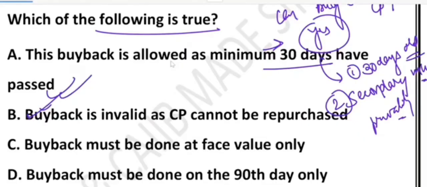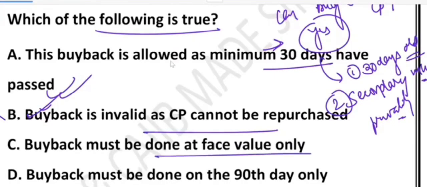What about option B? Buyback is invalid as CP cannot be repurchased. What do you think about it? See, this is wrong. Why is it wrong? Because CP can be bought back, but through the secondary market and only after 30 days. So this statement is not correct, because it is saying that buyback is invalid. No. Buyback is not invalid. Rather, it can be bought back.